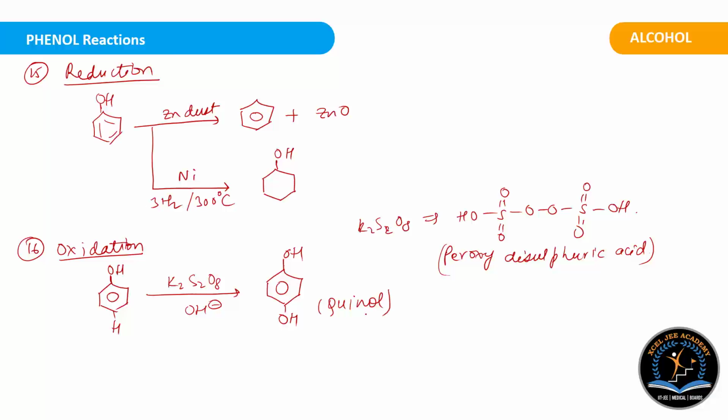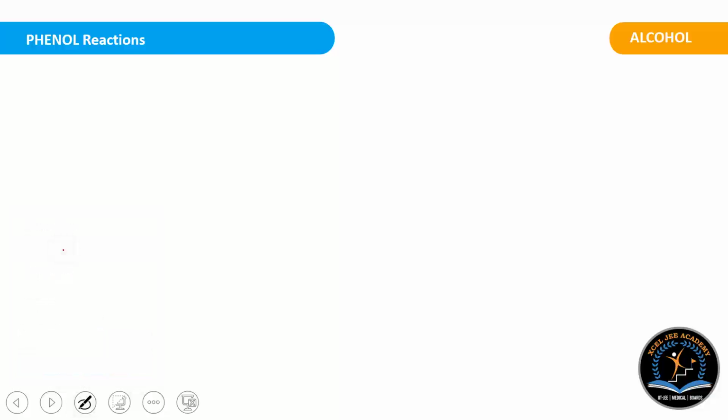So this is the oxidation with the help of a peroxy bond which is present in peroxydisulfuric acid, or this similar reaction can also happen in presence of a peroxymonosulfuric acid, that is HO-S double bond O-OH. Okay, so this is also a peroxy bond. This is referred as peroxymonosulfuric acid.